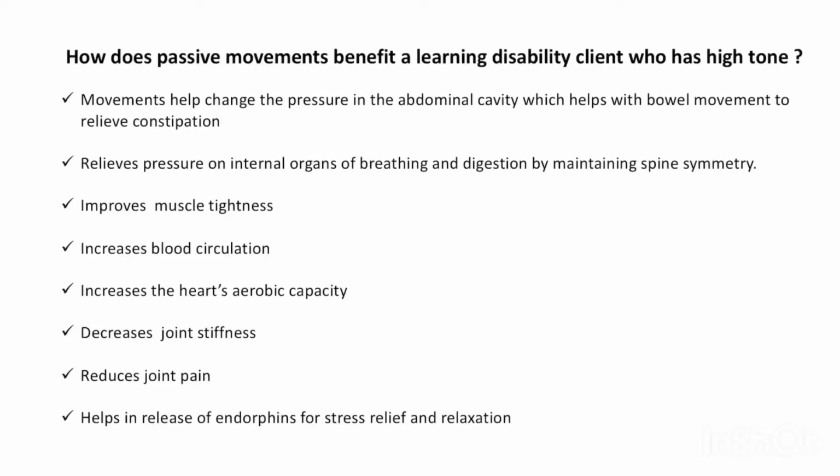How do passive movements benefit a learning disability client who has high tone? Movements help change the pressure in the abdominal cavity, which helps with bowel movement to relieve constipation. It relieves pressure on internal organs of breathing and digestion by maintaining spine symmetry. It improves muscle tightness, increases blood circulation, increases the heart's aerobic capacity, decreases joint stiffness, reduces joint pain, and helps in the release of endorphins for stress relief and relaxation.